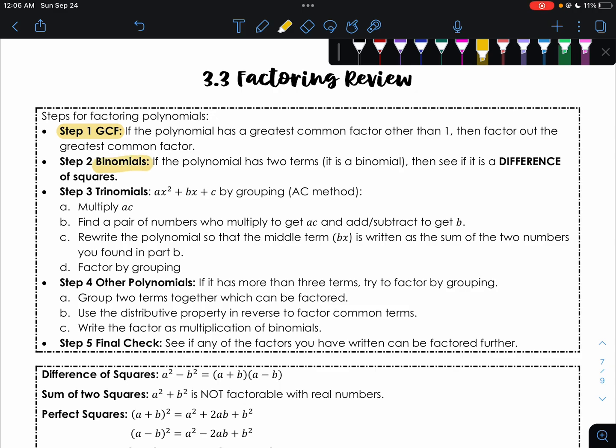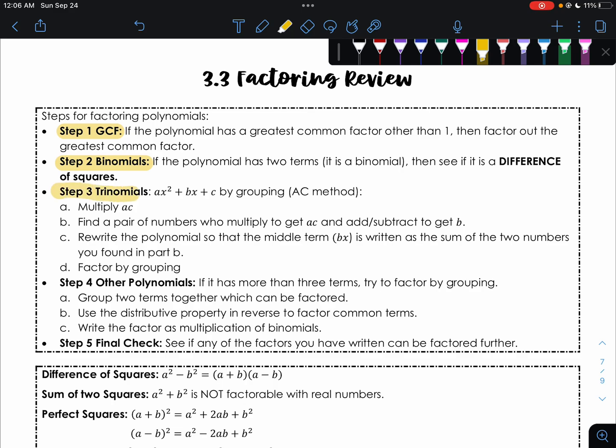Step 2, then you ask yourself if we have a binomial. If we have a binomial, then we need to check to see if it is a difference of squares or a sum or difference of cubes. We're not able to factor a sum of squares, but we do have the formulas down below.